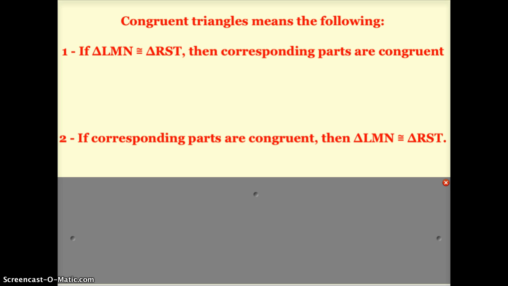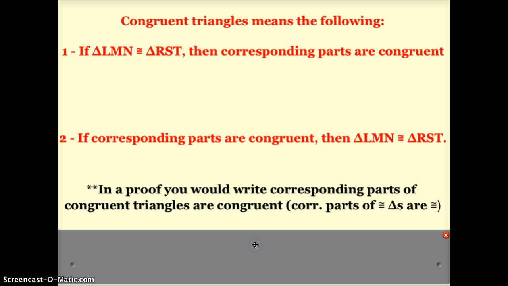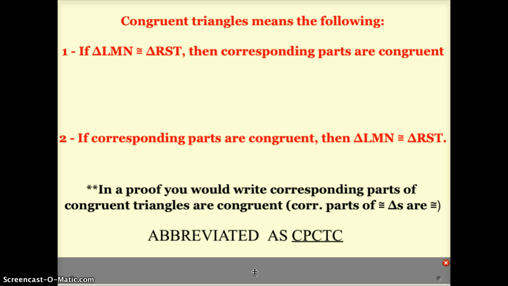Part 2, if corresponding parts are congruent, then the triangles have to be congruent to each other. This leads us to our first postulate. And the postulate says you would write that corresponding parts of congruent triangles are congruent. Notice how it's written, corresponding parts of congruent triangles are congruent. However, one of the best abbreviations that you're going to have all year is CPCTC. You'll actually be able to use CPCTC when you're doing proof.